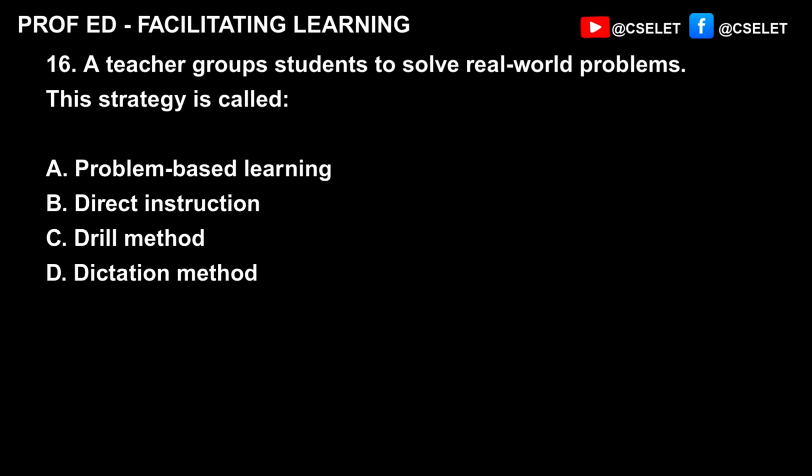A teacher groups students to solve real-world problems. This strategy is called: A. Problem-based learning. B. Direct instruction. C. Drill method. D. Dictation method.